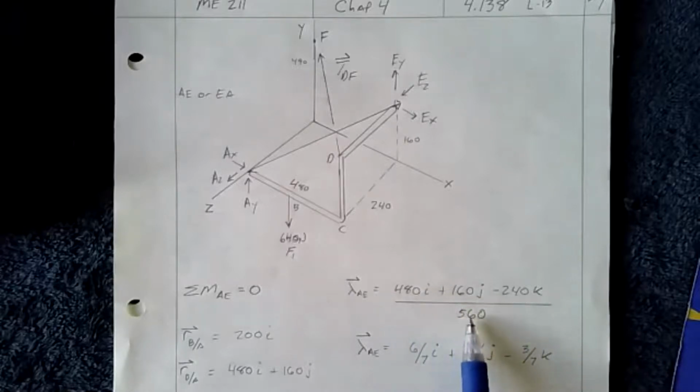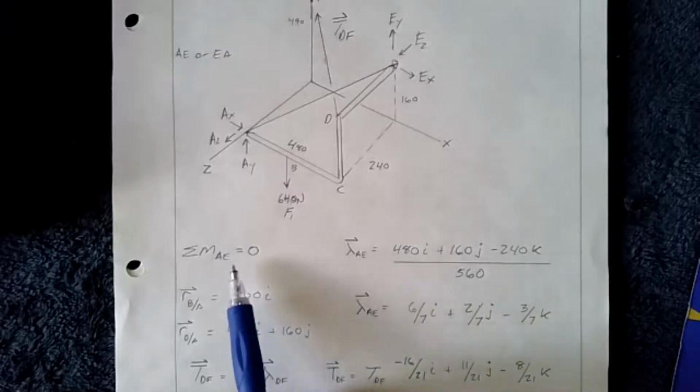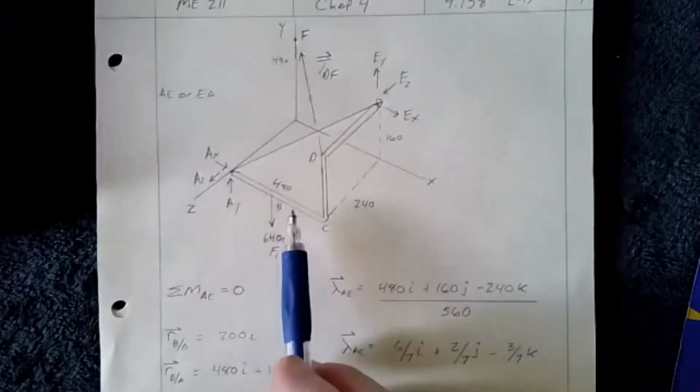So this turns out to be 48 over 56. So if you divide by 8, what do you get? 6 and 7. So it reduces. And a lot of these problems out of the book, they reduce to just nice fractions. So we have our unit vector, and then of course we need to figure out each of these forces.